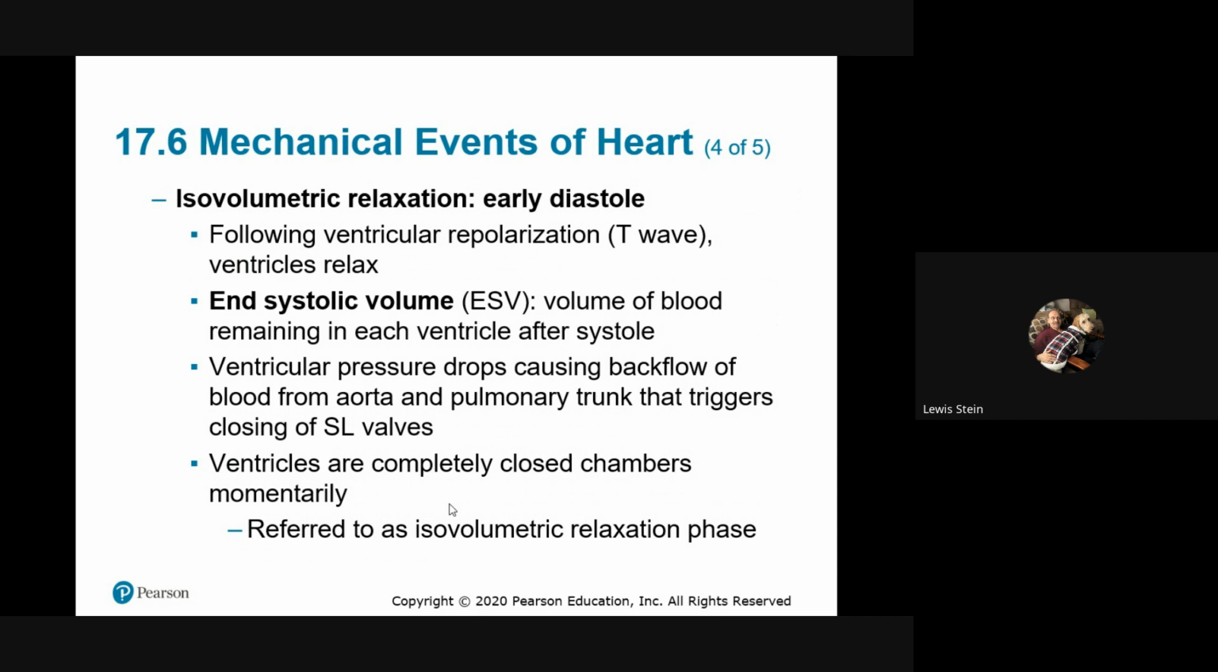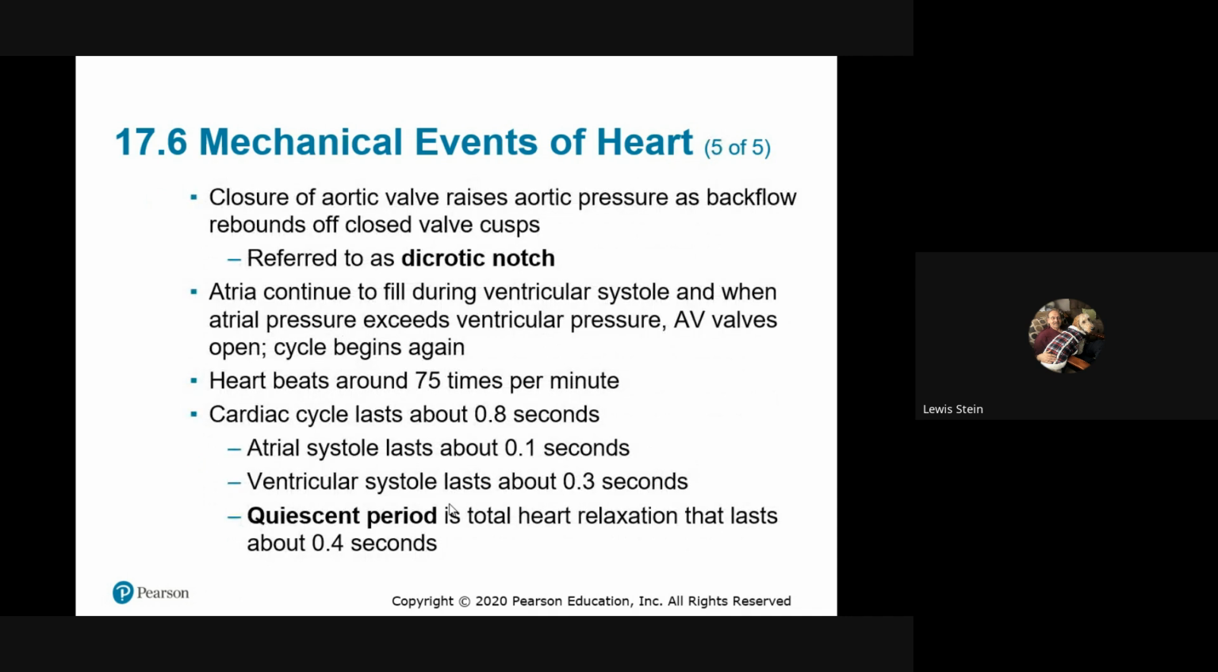They cause this little spike in pressure. You will see it. It is not part of the electrocardiogram. It is a pressure measurement within the aorta. It is called the dicrotic notch. So closure of the aortic valve particularly raises aortic pressure as backflow rebounds off the closed valve cusps, and it's called the dicrotic notch. What that does, as you will see, is enhance that flow and effectively make it like gentle waves, if you want to think of it that way.